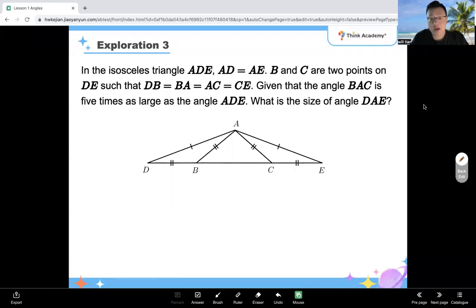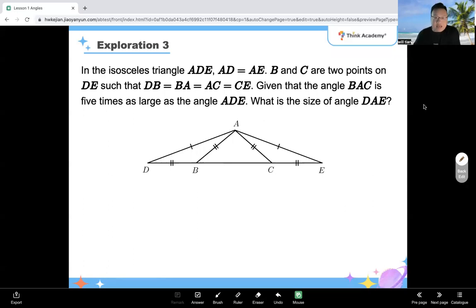AD equals AE. So guys, can you tell me if we know that AD equals AE, which two angles equal each other? Can you just type it to me in the chat box? Which two angles must be equal to each other? D and E. Yes, that's right, guys. That's right. So for any isosceles triangle, two base angles must be equal to each other.